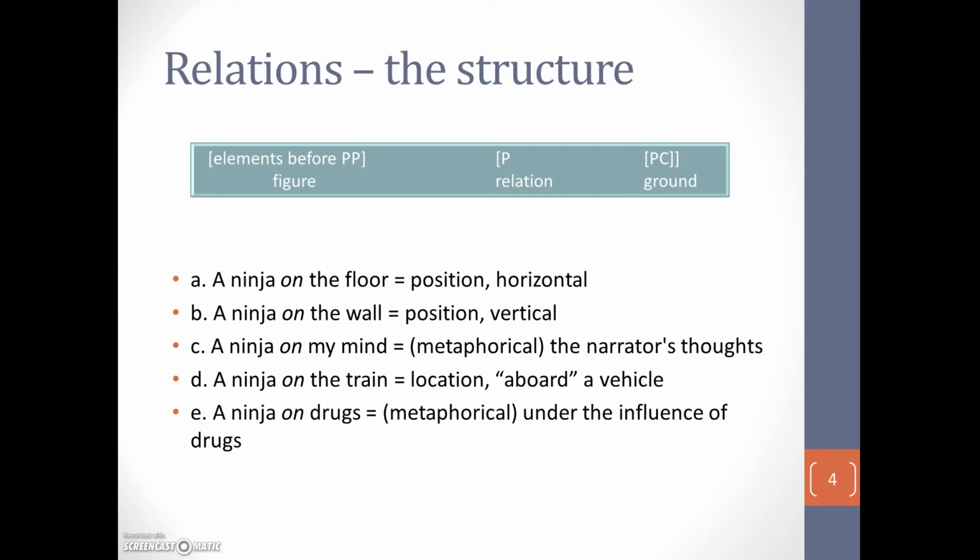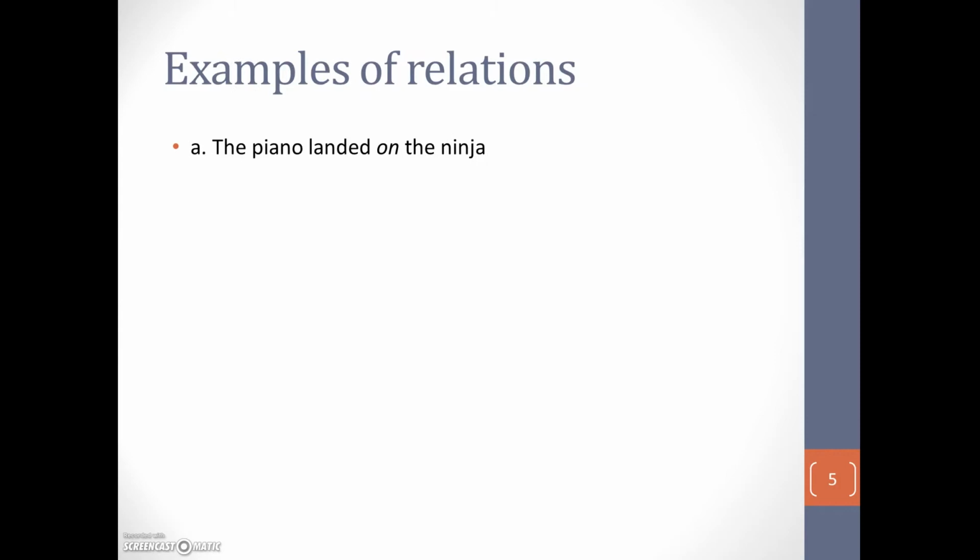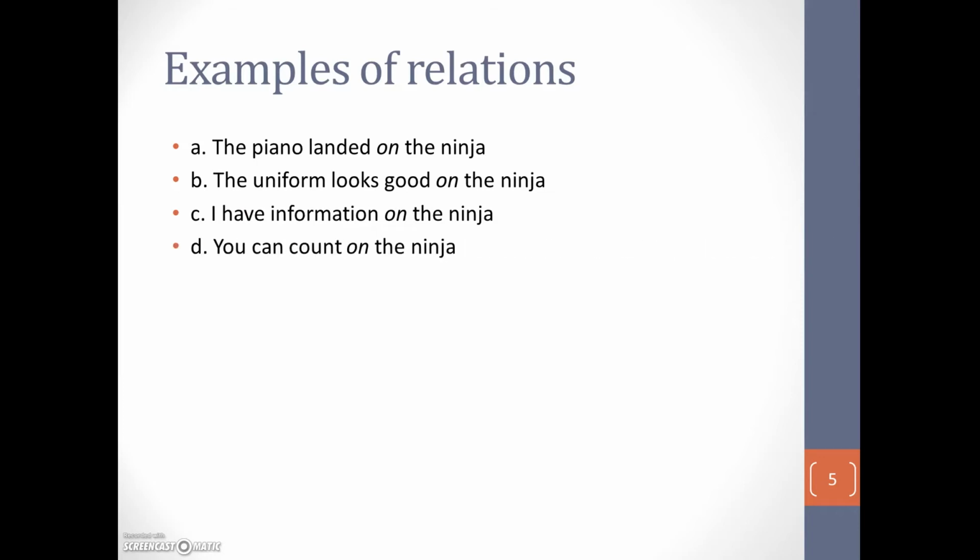And as if that isn't enough, the nature of the elements appearing before the prepositions, all right? So the figure in this case, they also play a role in specifying the meaning of the prepositions and thus in specifying the relation itself. So again, here we have on the ninja. Yeah, but here we have the piano landed on the ninja. The uniform looks good on the ninja. So we can see we have all of these on the ninja. But because of the figure, because of what comes before the preposition, we can see that the preposition itself takes on slightly different meaning in all of these four sentences.